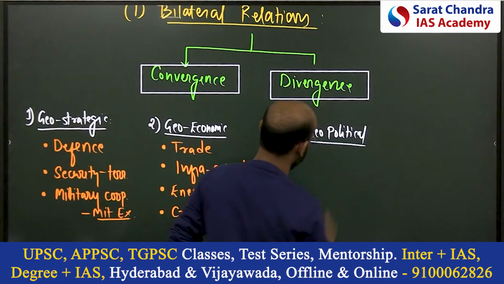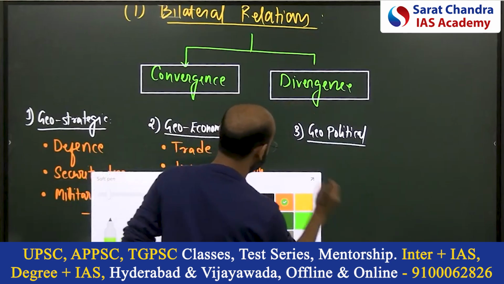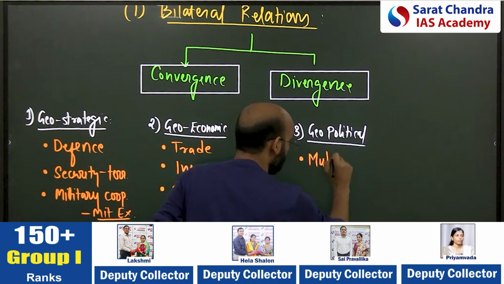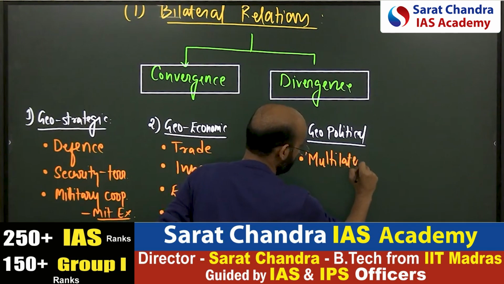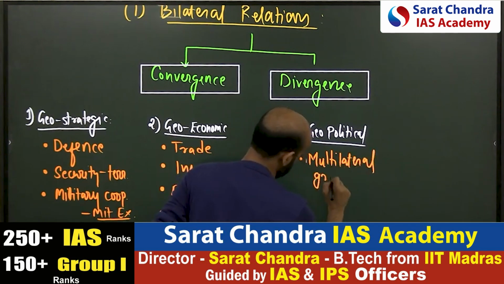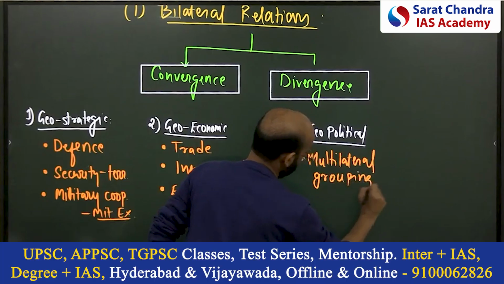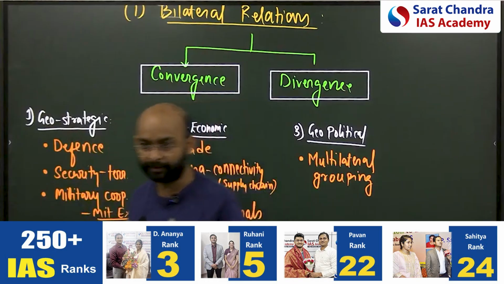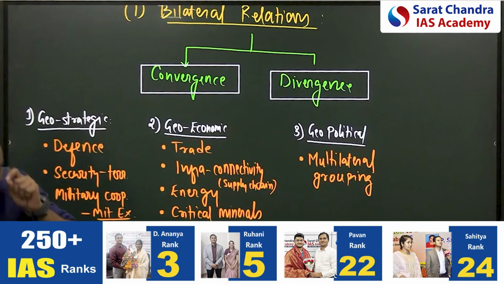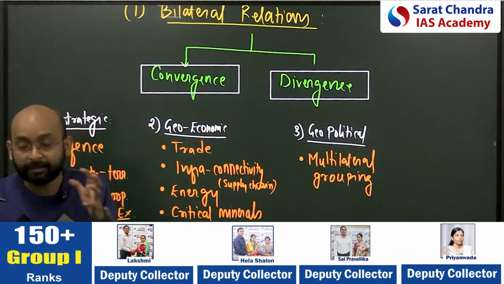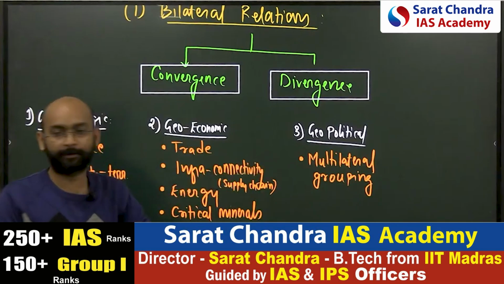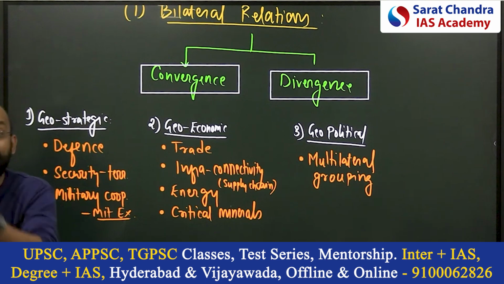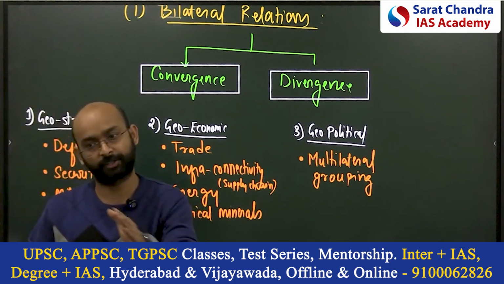geopolitical angle. In geopolitics, the first important angle can have two dimensions: multilateral grouping. Basically, geopolitics involves the political relationship between different countries, and the most important political relationship is their involvement in multilateral organizations. Most important, which country is supporting India's bid for permanent membership in the United Nations Security Council?